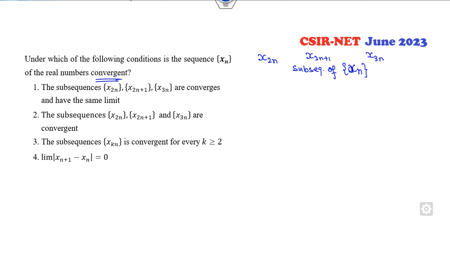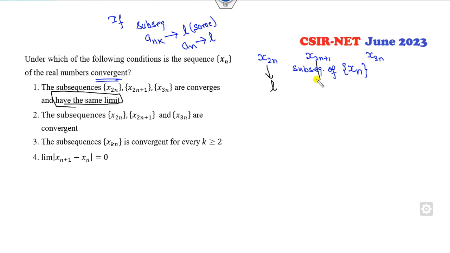As I mentioned in the earlier tips, if subsequences converge to the same limit L, then only xn converges to L. Now look at that. It is given that it has the same limit. So it converges to L, it converges to L, it converges to L. It means xn also converges to L, and this is the right option. Subsequence this and this are convergent.